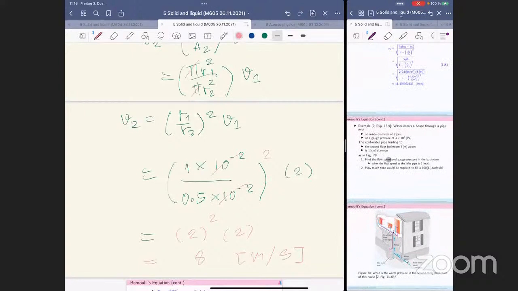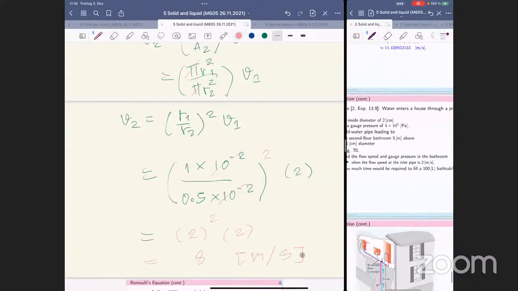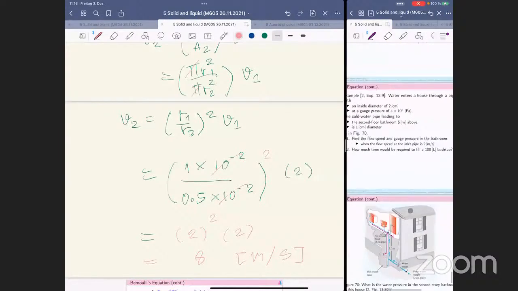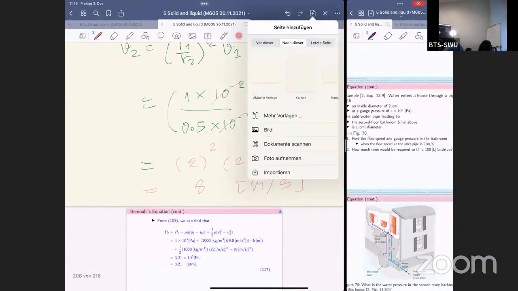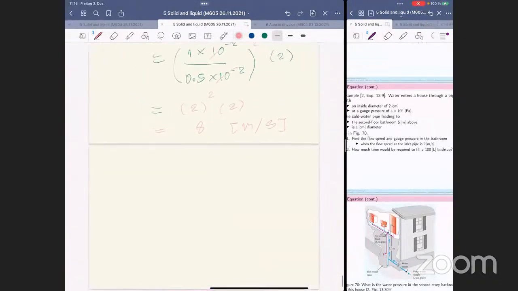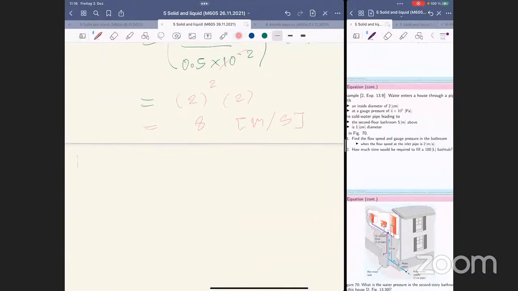Find flow speed. The flow speed is known right now, 8 meters per second in the bathroom. And then the gauge pressure, the absolute pressure in the bathroom. So let's continue this derivation. Yes, of course, let's take a look at the Bernoulli equation, the tool for us.